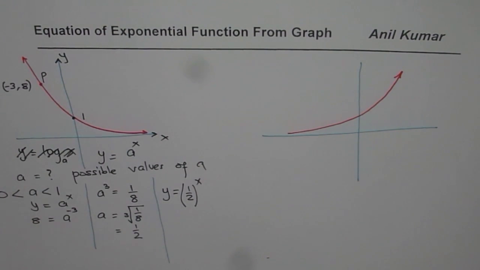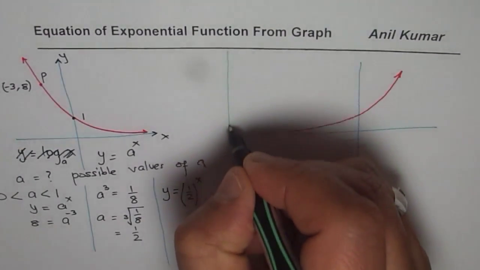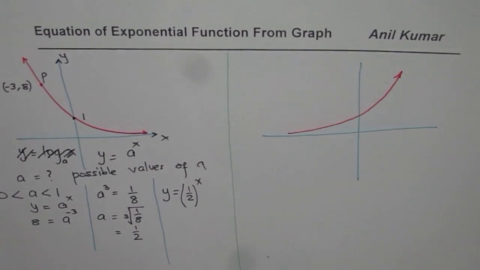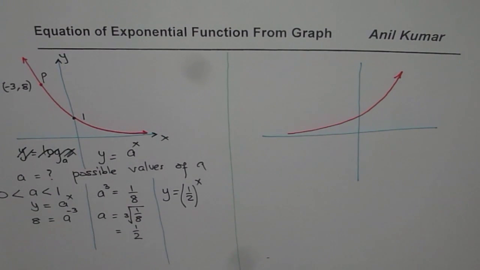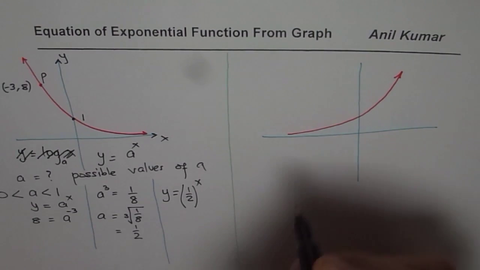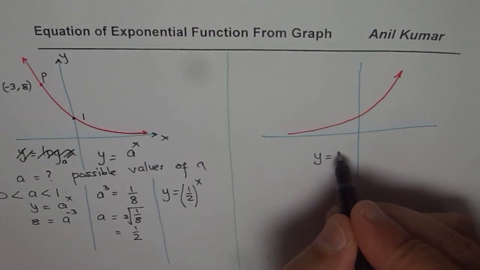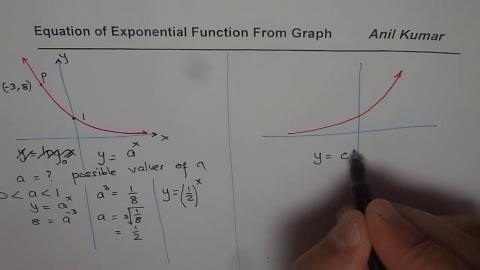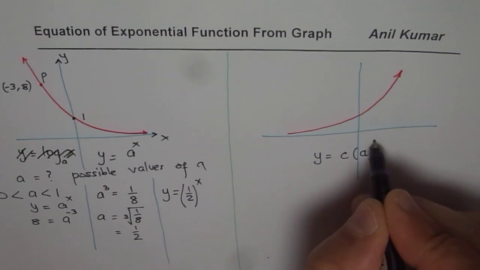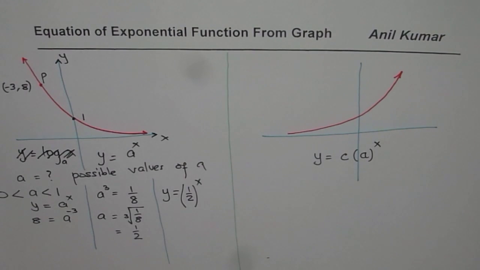I hope that part is clear to you, right? So in the first example, what we did was we took a very basic function. Now we will add one more dimension to our question and say, let us figure out how to find the equation of a graph in the form of y equals c times a to the power of x. That means there is a stretch factor.